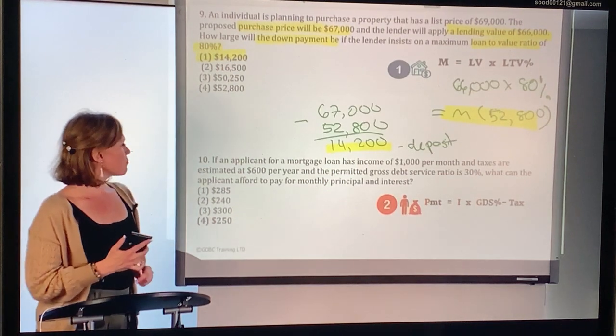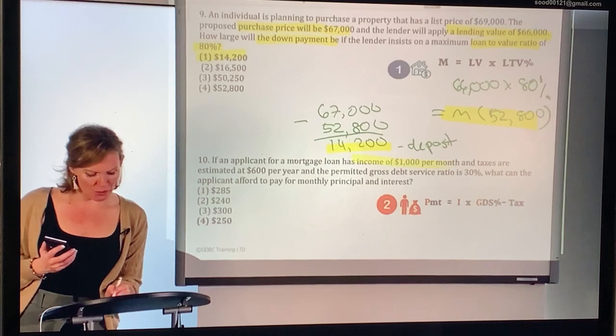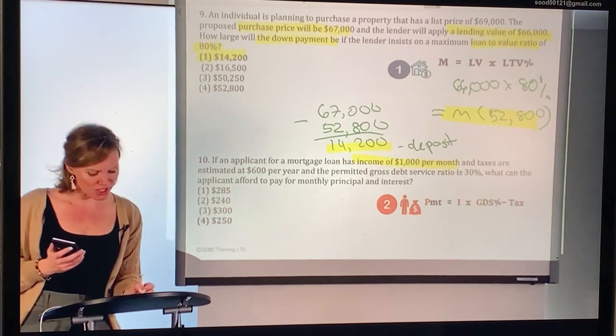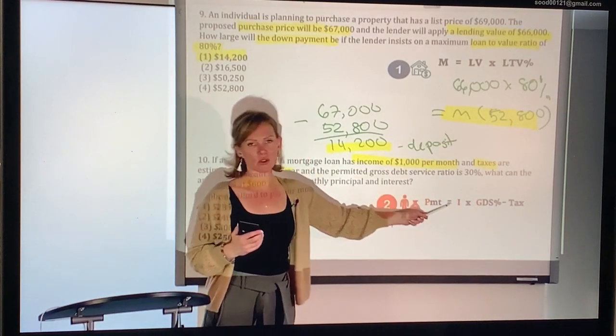Question number 10. If an applicant for the mortgage loan has an income of $1,000 per month. So watch for this. We have an income per month. Taxes estimated $600 per year. Do you see any problem in here? If we had to put something into the formula in here, remember what I told you? Everything has to be consistent.